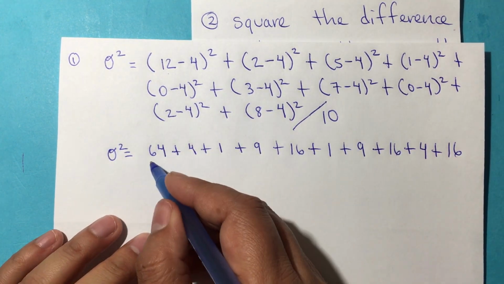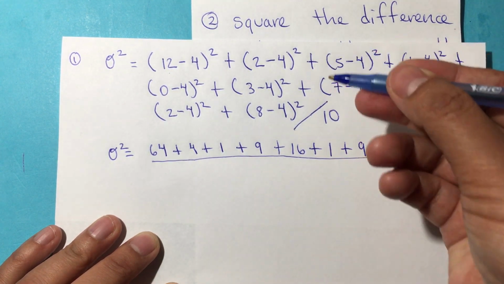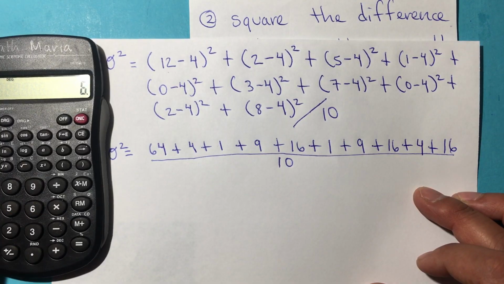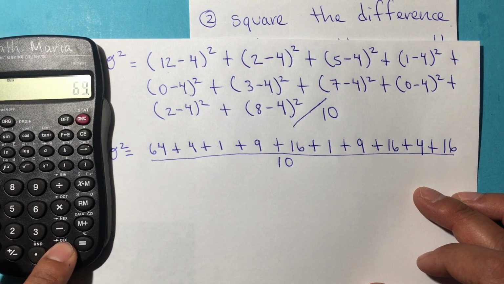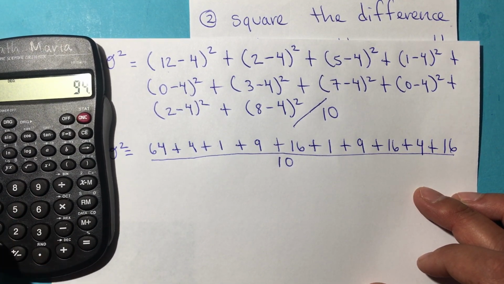And then all of these divided by 10. Now that they're not on different lines, I can just put all of it divided by 10. Add them in here, 64 plus 4 plus 1. You do it on your own.